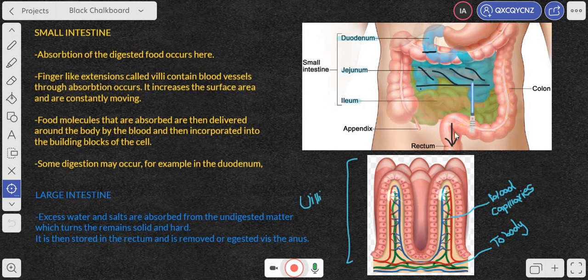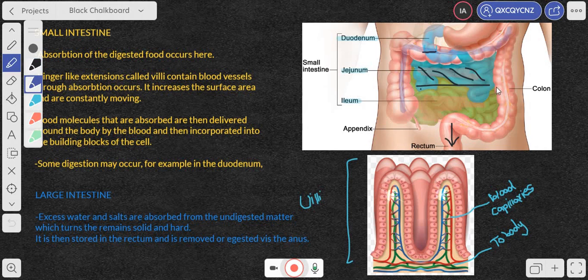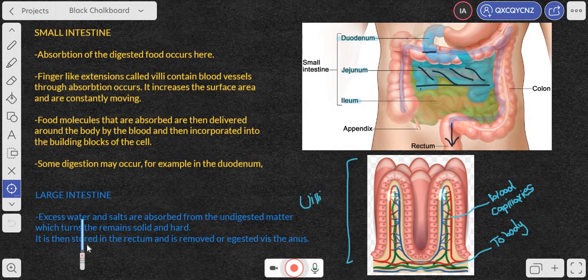So the middle section here is your small intestine, and then the outer section, if I grab maybe this colored pen here, this most outermost region is your large intestine, right? What the large intestine does is absorb the extra water and salts that are left in the undigested matter, which turns the remains solid and hard, right? It is then stored in the rectum and is removed via the anus, right?